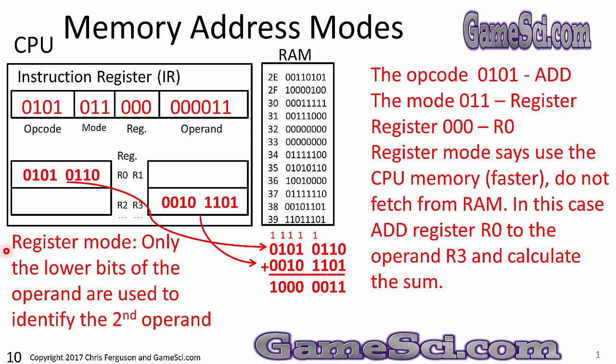Register mode is only using the lower 3 bits of the operand. Those are used to identify the second operand. What we're going to do here in register mode is add R0 because of these 3 bits to R3 because of these bits. Grab R0 and make that the left operand of the add instruction. Grab R3 and make that the right operand and calculate the result. Add the 2 registers together.